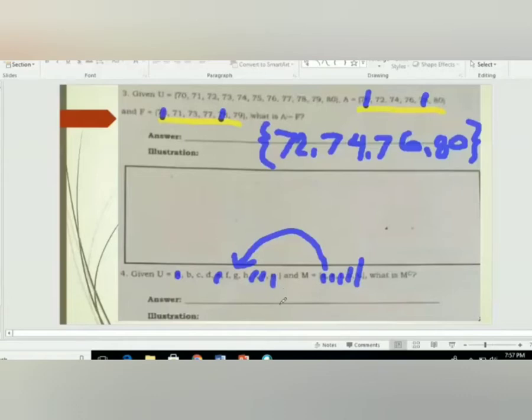So complement of set M with the superscript C is actually B, C, D, F, and G. Okay, and H. So B, C, D, F, G, and H.